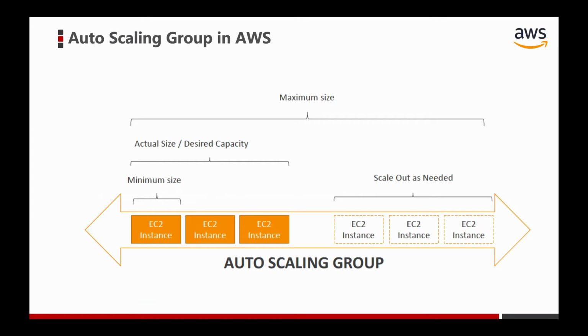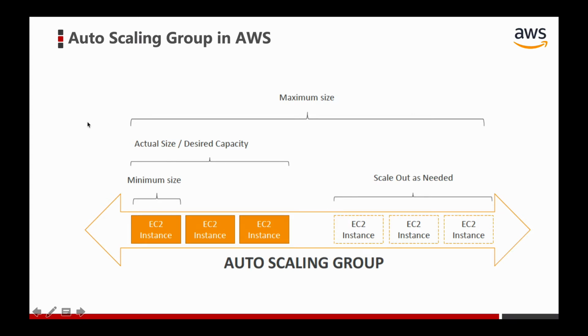So let's look at this picture. This picture demonstrates how auto scaling group works. So it has several parameters. Let's look at minimum size first. The minimum size means that at least the auto scaling group will have minimum size of EC2 instances running. And on the opposite, maximum size means at max the auto scaling group will have maximum size EC2 instances running.